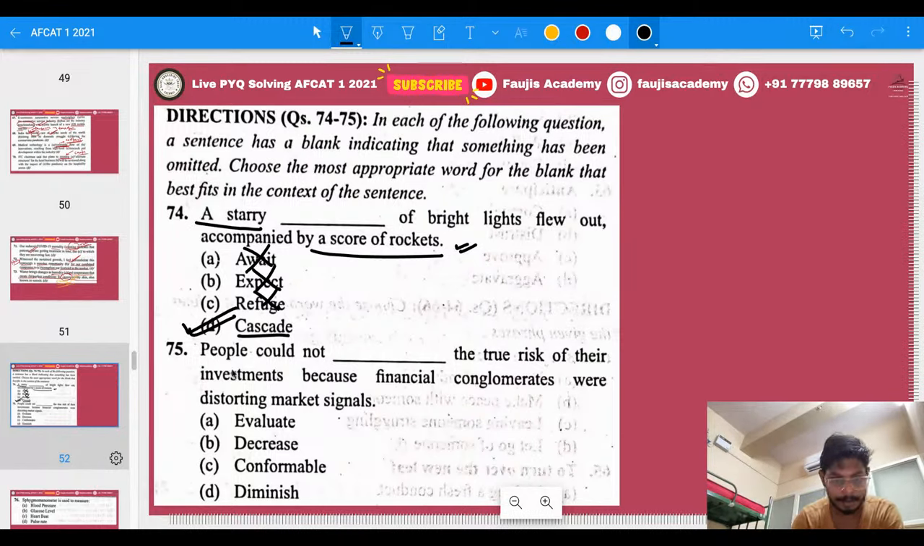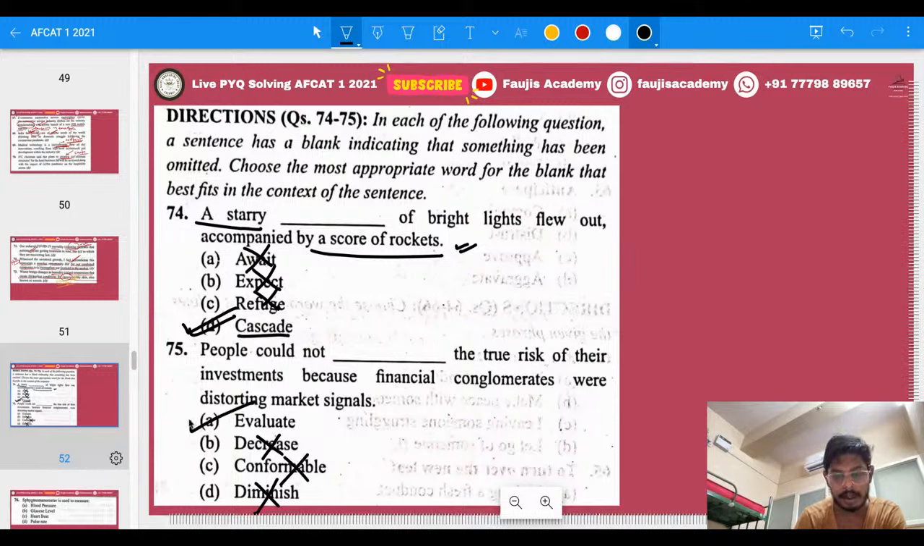Okay, people could not dash the true risk of their investments because financial conglomerates were distorting market signals. What, people could not decrease the true risk? No. If decrease could have been the answer, diminished could also have been used. Okay, people could not comfortable the true risk. How can you be comfortable with the risk, isn't it? We cannot be comfortable with the risk.